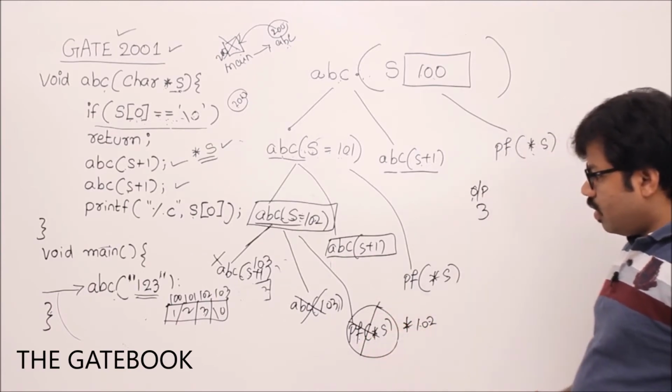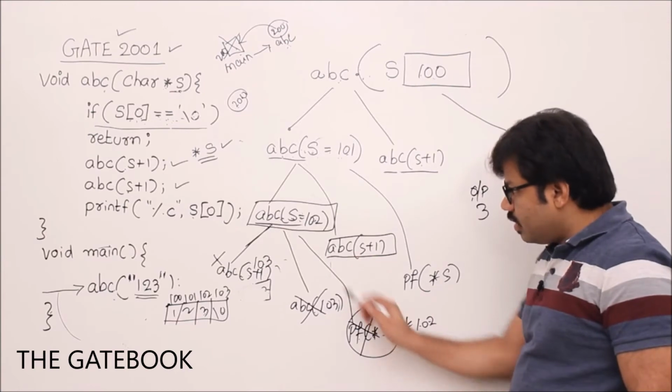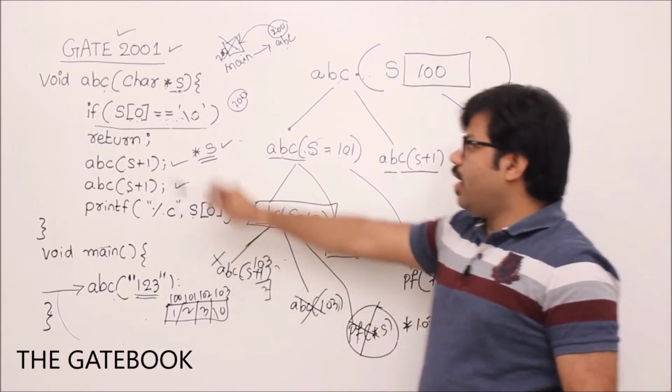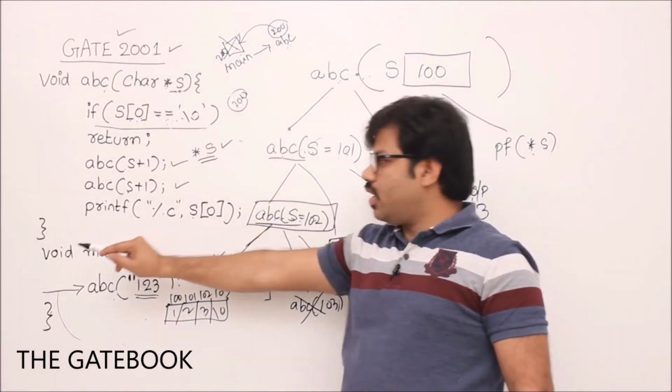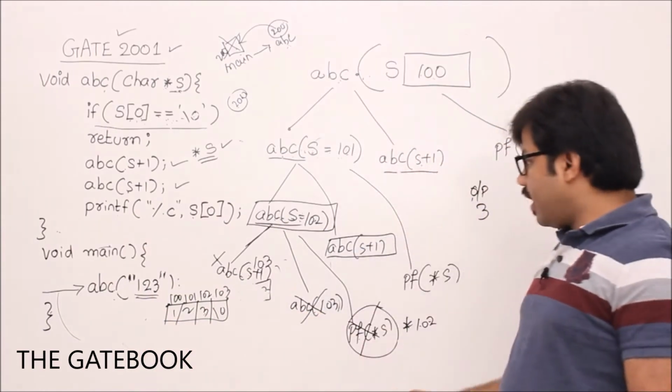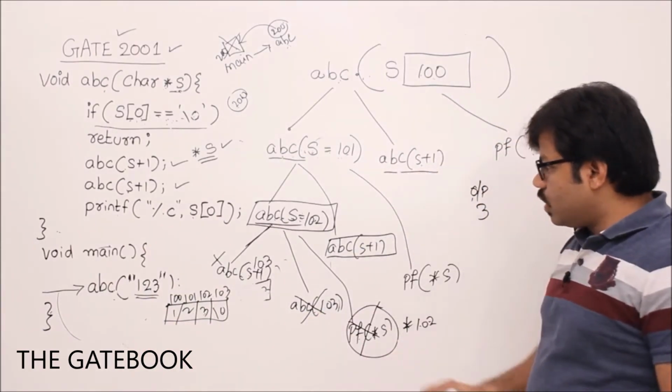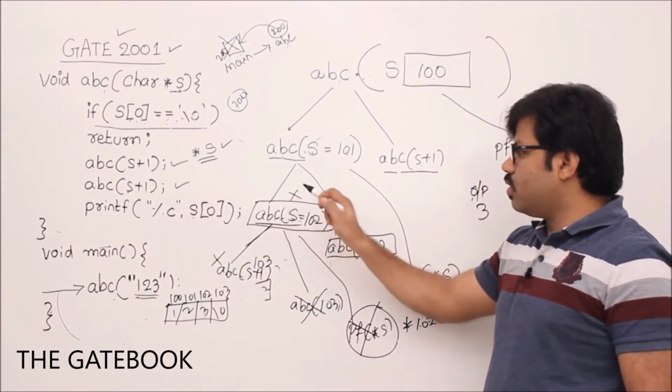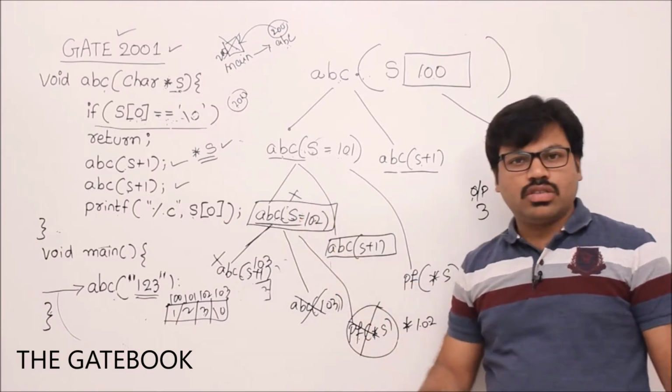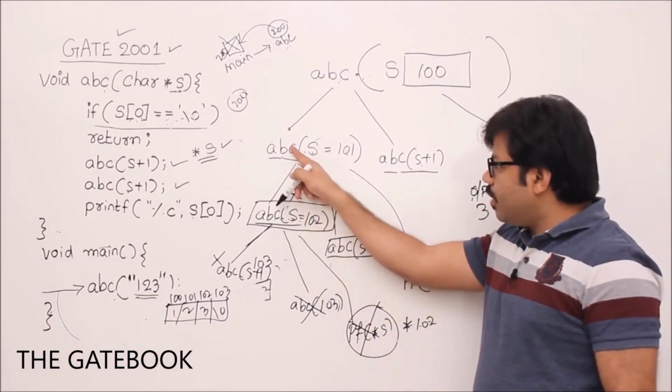After printf, this is the end of the method ABC, isn't it? See, any ABC method ends with printf. After that, there is a right parenthesis. That means I can say that some method is closed. What is that? This method is closed. Once this method is closed, this is a statement of this method.